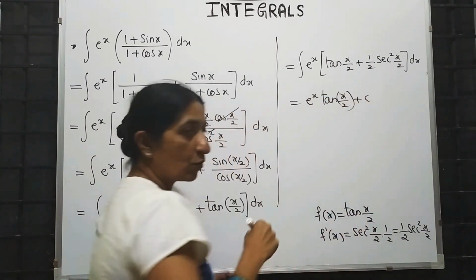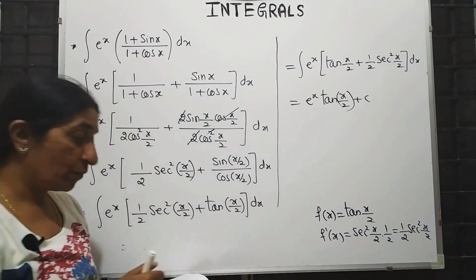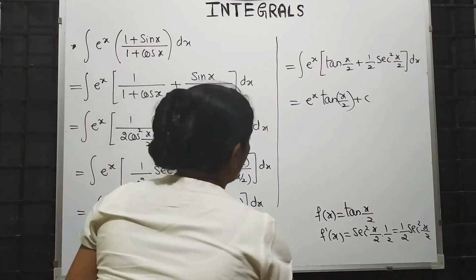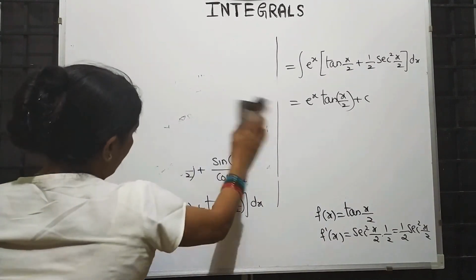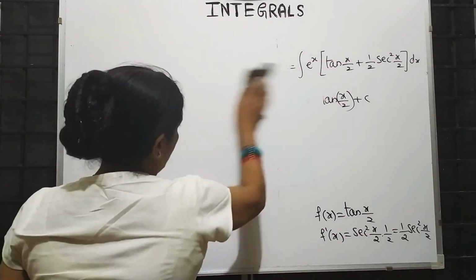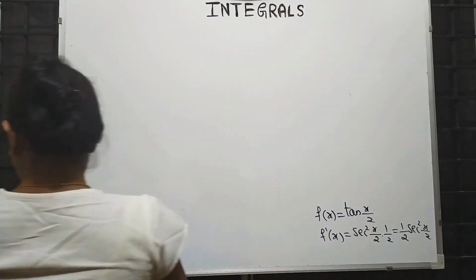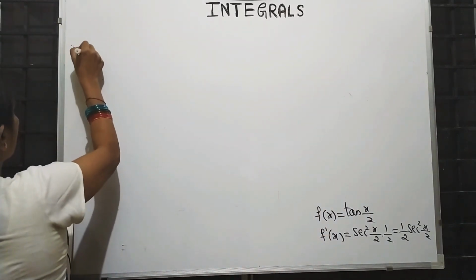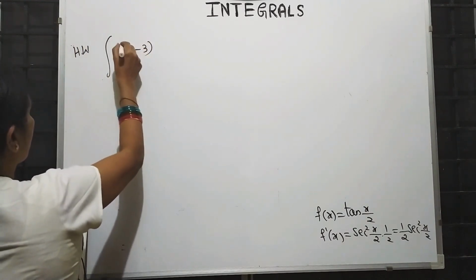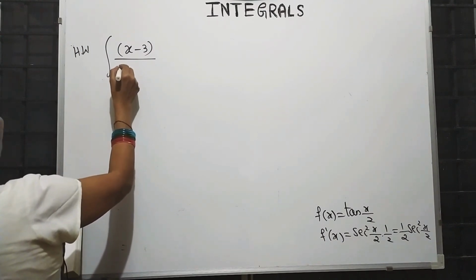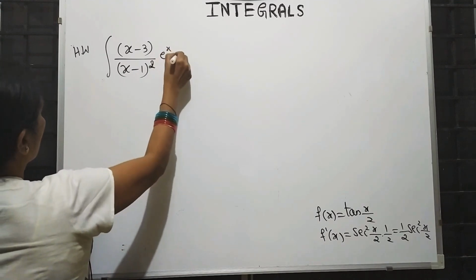See, is it interesting or what? Yes. And whatever hint I gave in the previous example, depending on that, I will give some questions as homework. Solve that. If you do not get it, don't worry, I will explain in the next class. Those homework questions are: integration of x minus 3 upon x minus 1 whole square into e raised to x.